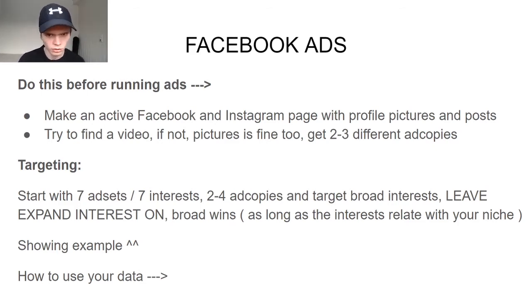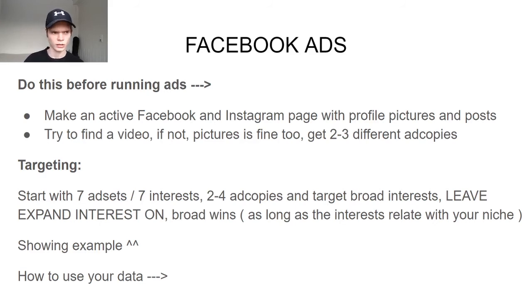So how do we do the targeting? You want to start with 7 ad sets, 7 interests, and 2 to 4 ad copies, like I said, and target broad interest. Leave expand interest on. The expand interest button is a button on Facebook. When you put in the interest, there will be a button that says expand interest. Leave it on when testing. The second you duplicate your ad set and increase the budget, you turn that one off. But when you're testing, just leave it on. So go really broad. Broad always wins as long as the interests are related to your niche.